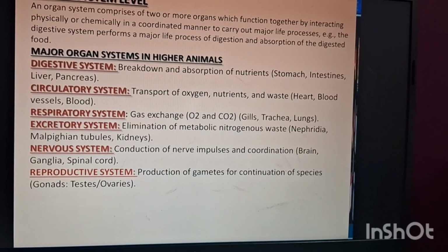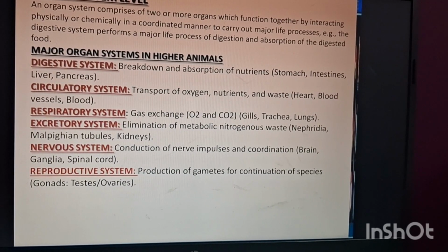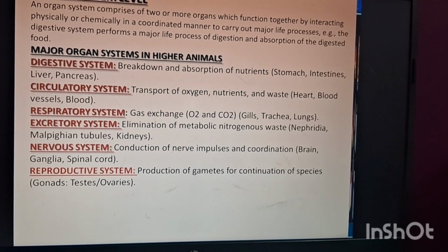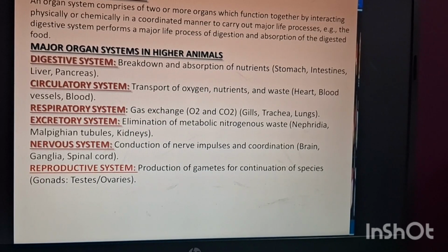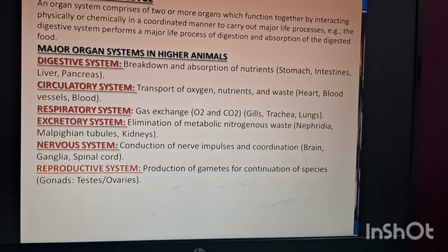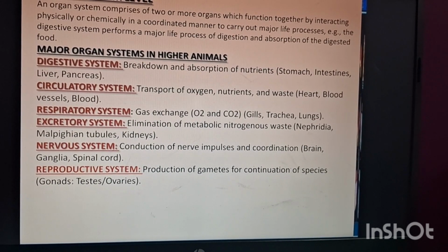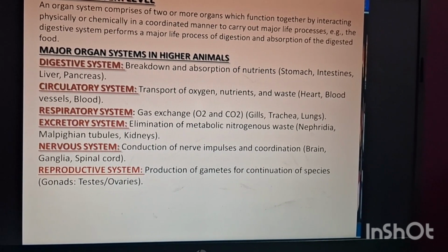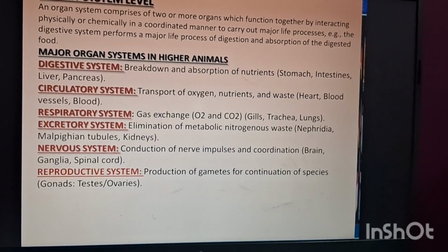Next, nervous system. Function, conduction of nerve impulses and coordination. Included organs are brain, ganglia, spinal cord. Next is reproductive system. Function, production of gametes for continuation of species. Included organs are gonads, testes or ovaries.